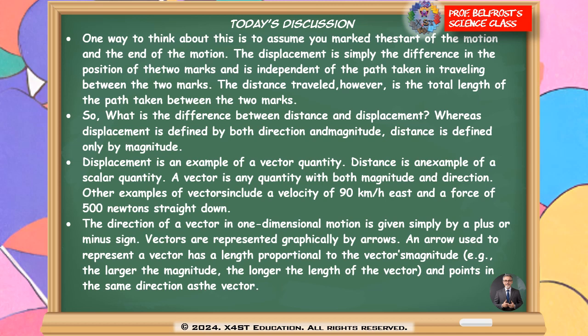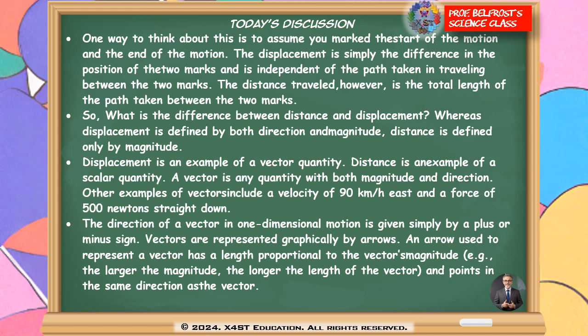So what is the difference between distance and displacement? Whereas displacement is defined by both direction and magnitude, distance is only defined by magnitude. Displacement is an example of a vector quantity, as I've told you, but distance, on the other hand, is a scalar quantity. A vector is any quantity with both magnitude and direction, while a scalar quantity only has magnitude.